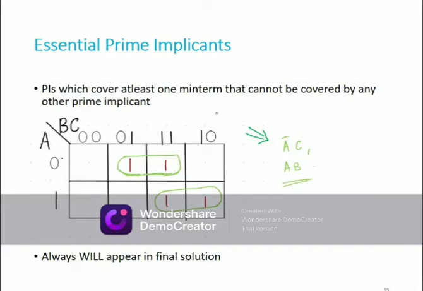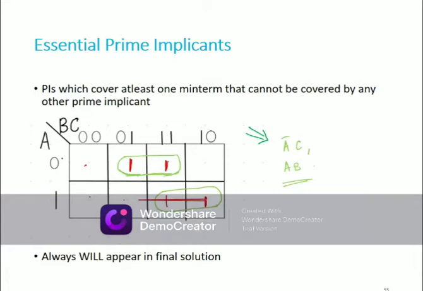The proper way of defining it is if the group covers a one which cannot be covered by anybody else. For example, look at this one. This one cannot be covered by any other group. It does not have anybody adjacent to it. It has only this one to look out for, right? So when this one looks to this one and forms a group, this group becomes essential. Therefore, I call it an essential prime implicant.